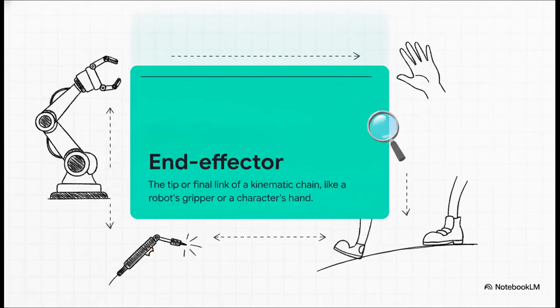Now, at the very end of that chain is something called the end effector. That's the tip or the final link. Going back to our arm metaphor, it's your hand. On an industrial robot, maybe it's a mechanical gripper or a welding torch. In a video game, it could be a character's foot reaching for the ground. Basically, the end effector is the part of the chain doing the actual work or interacting with a target.